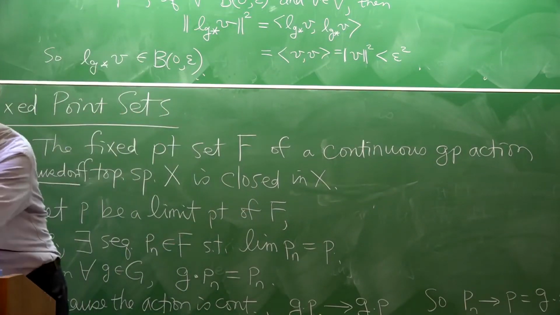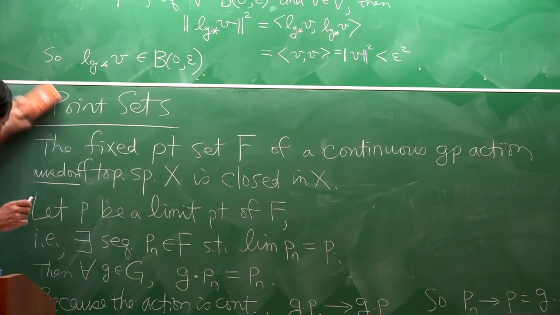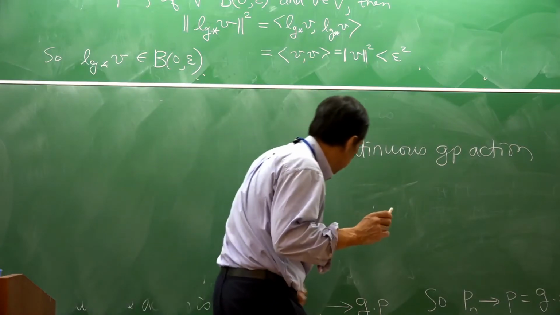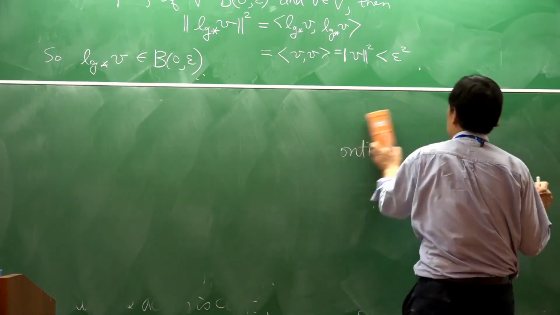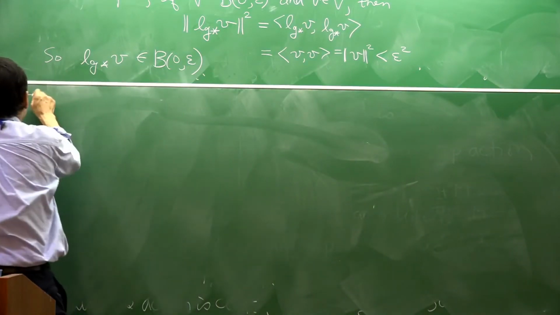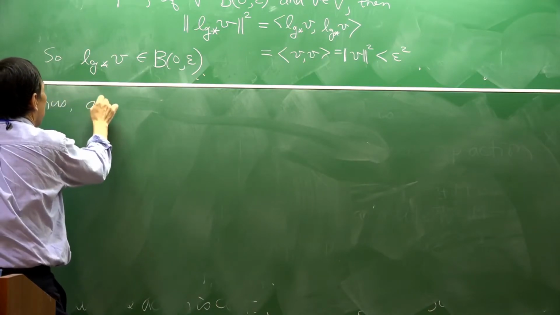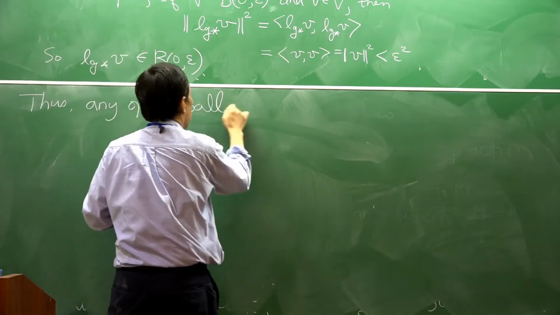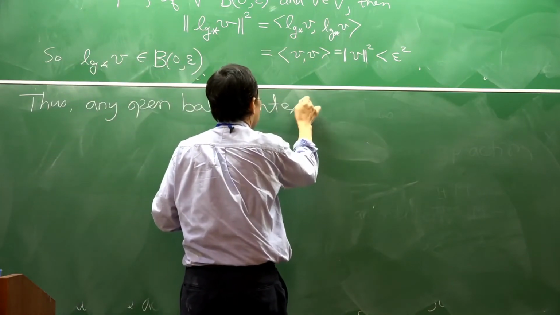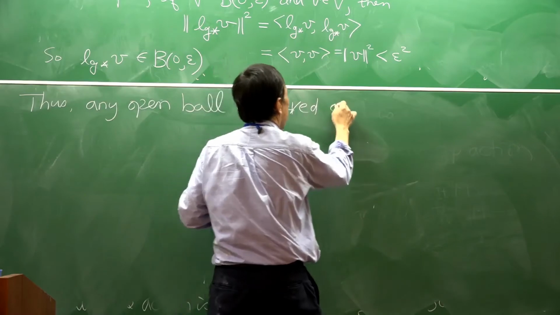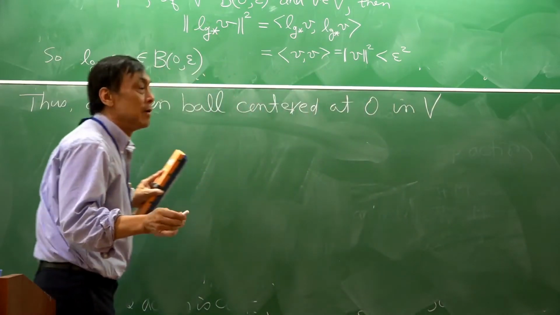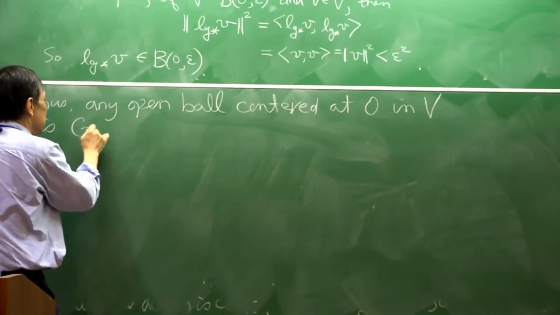So that's any open ball, center at the origin in V, is G invariant.